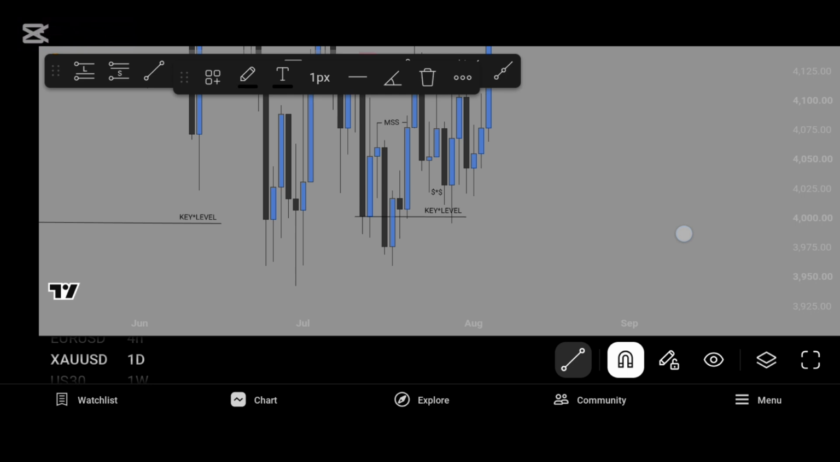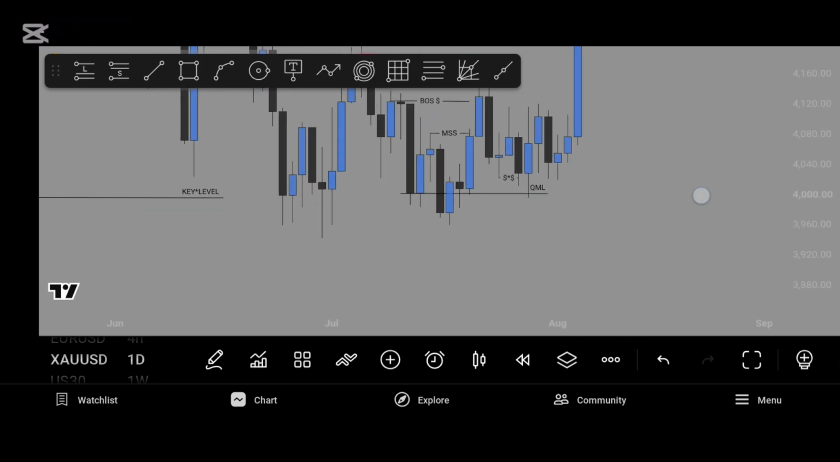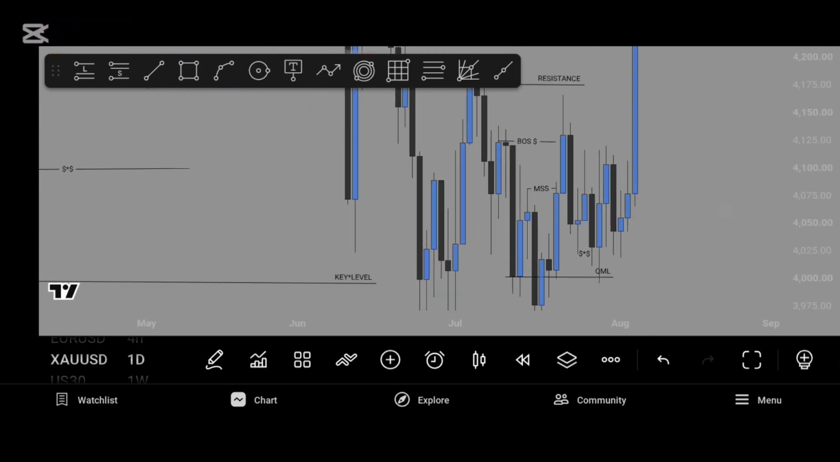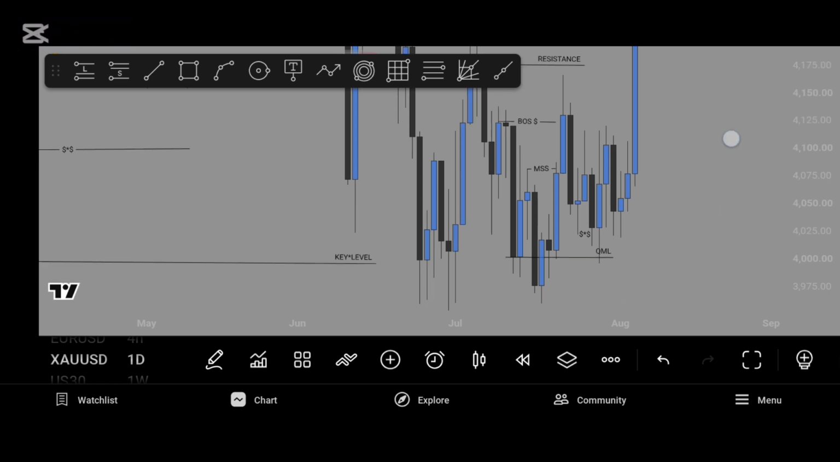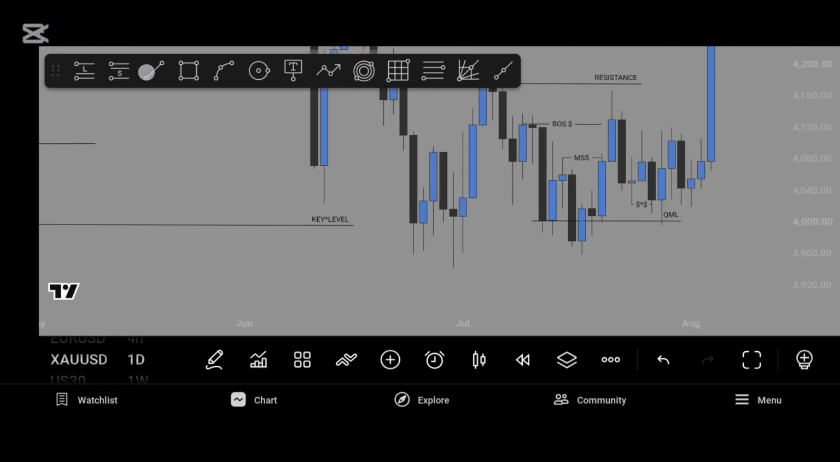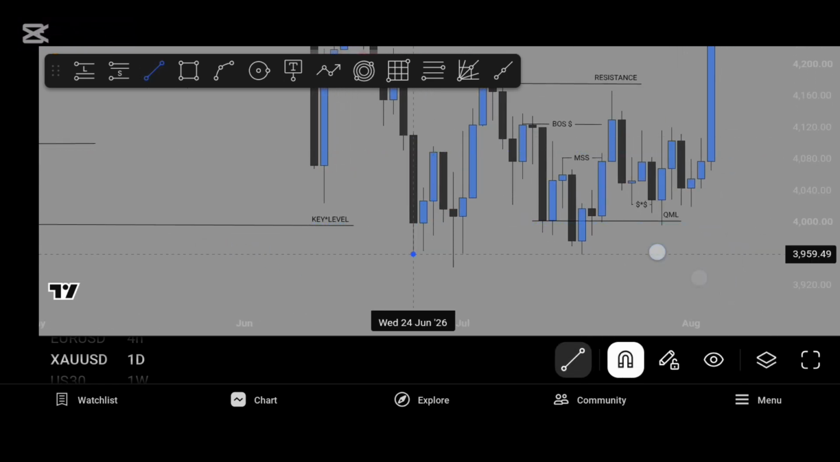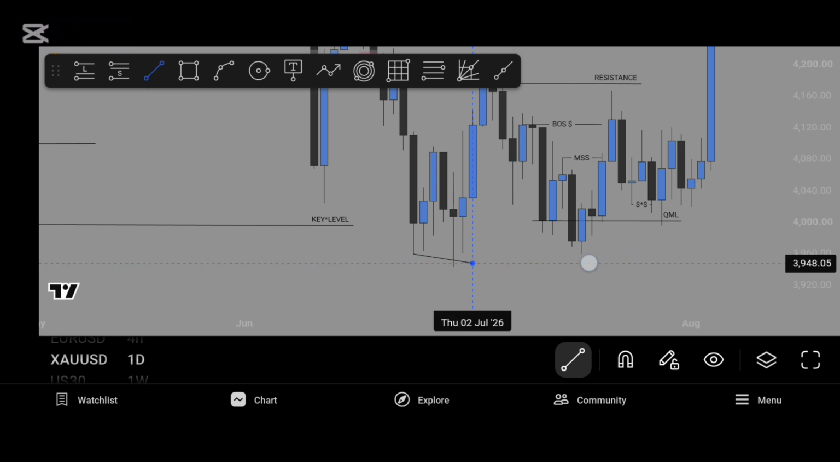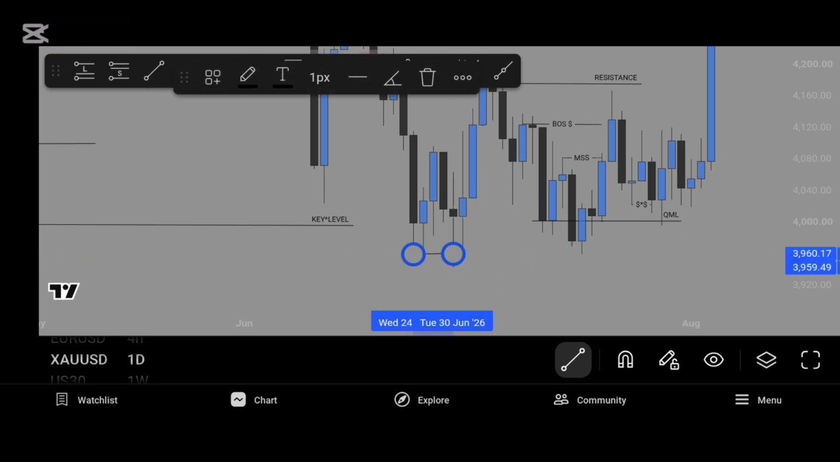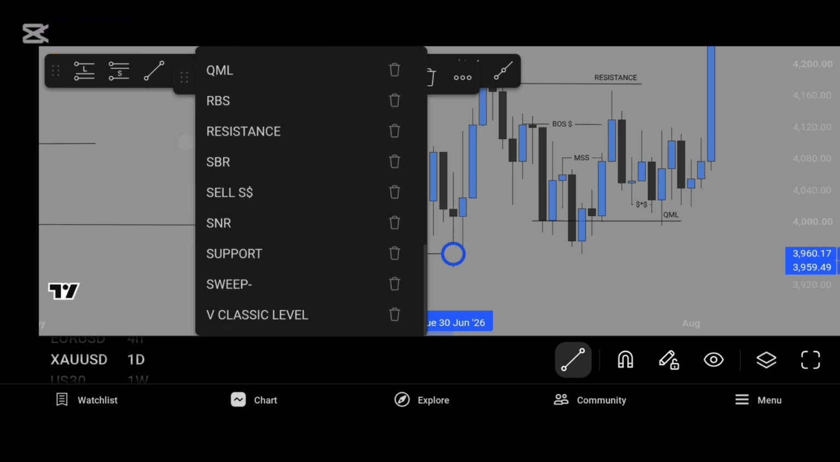Where do we get this QML? And this was crazy. If you check on this market, before everything, a sweep was here before the market started giving us those moves. Let's put here to be a sweep.